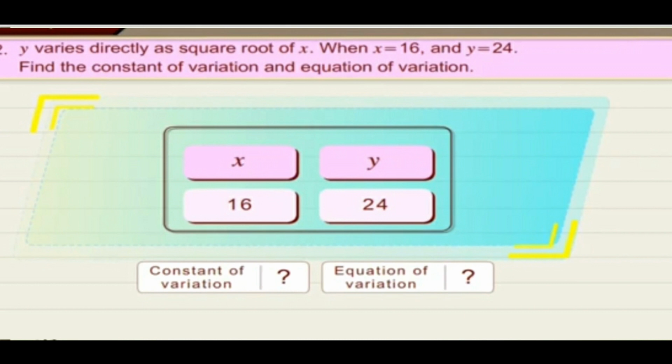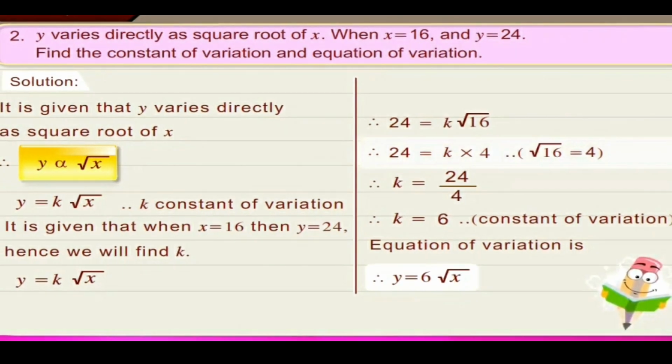Let's move to the second example. Y varies directly as the square root of x. When x is equal to 16 and y is equal to 24, find the constant of variation and the equation of variation. Let's see the solution. It is given that y varies directly as the square root of x, that is, y directly proportional to the square root of x. So y is equal to k into square root of x. Here k is the constant of variation.